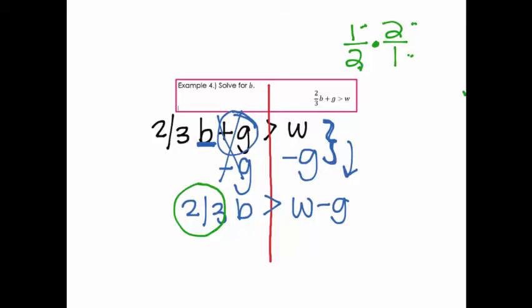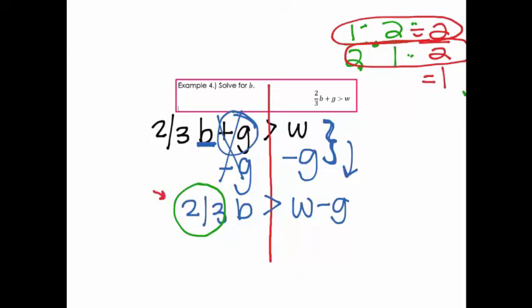So 1 times 2 is going to give me a 2. And my denominator works the same way: 2 times 1 is going to give me a 2. And 2/2 simply equals 1. So if I go back to this 2/3, the reciprocal of that is just this fraction flipped upside down. So that's going to be 3/2.